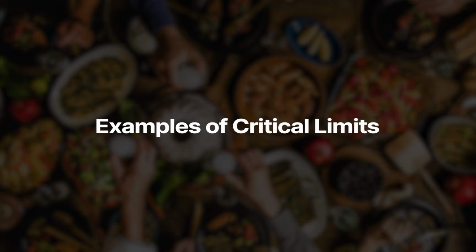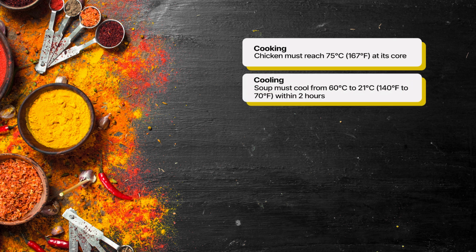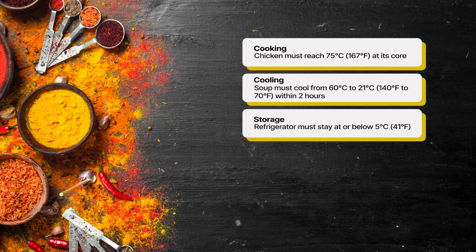Examples of critical limits. Cooking: chicken must reach 75 degrees Celsius, 167 degrees Fahrenheit, at its core. Cooling: soup must cool from 60 degrees Celsius to 21 degrees Celsius, 140 to 70 degrees Fahrenheit, within 2 hours. Storage: the refrigerator must stay at or below 5 degrees Celsius, 41 degrees Fahrenheit.